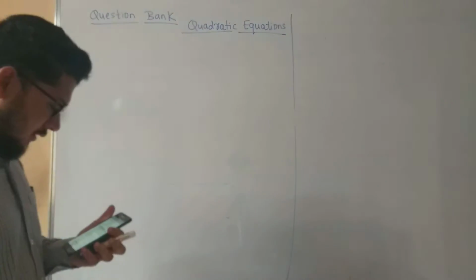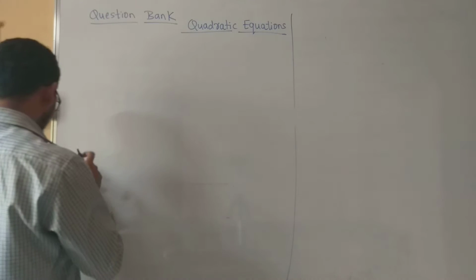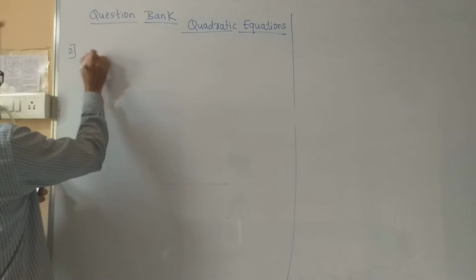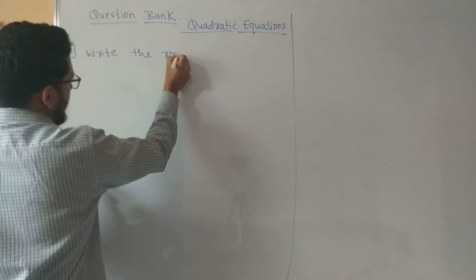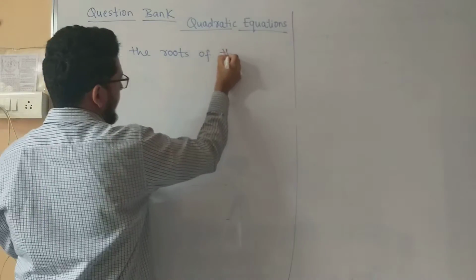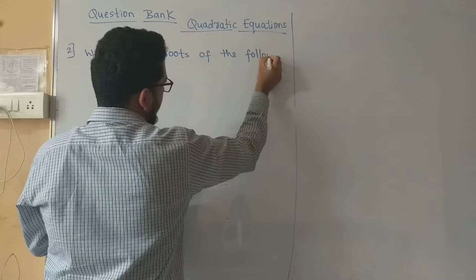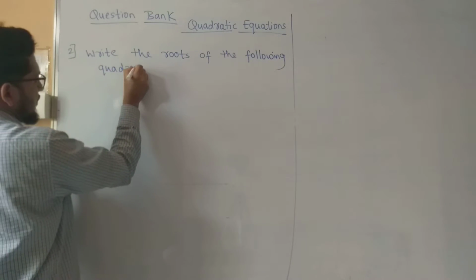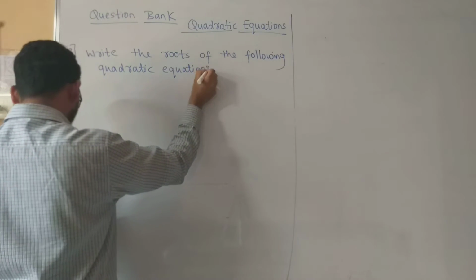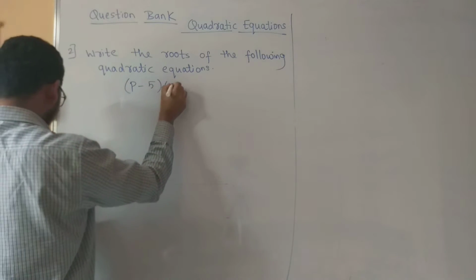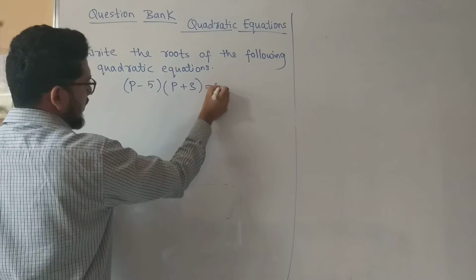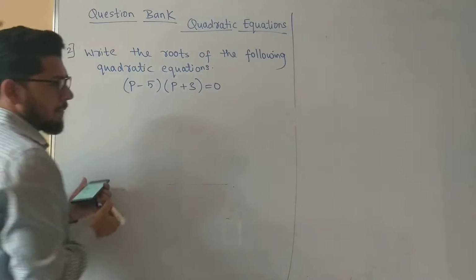Now for the second question I am going to start. Write the roots of the following quadratic equation. The quadratic equation is given, we just have to find the roots. The equation given is (p minus 5) in one bracket and (p plus 3) in the other bracket, equal to 0. These are the equation given in bracket form.